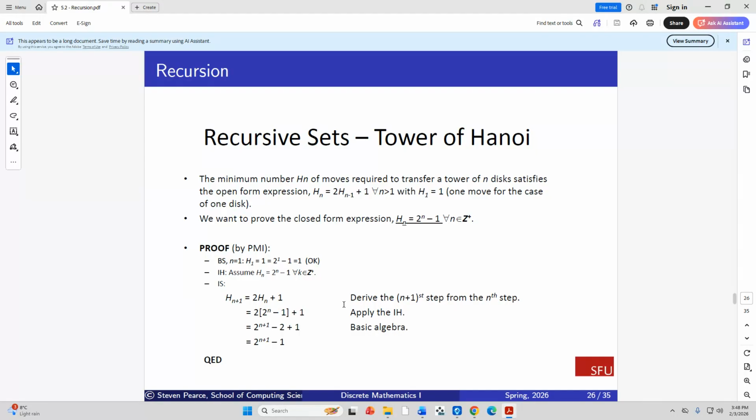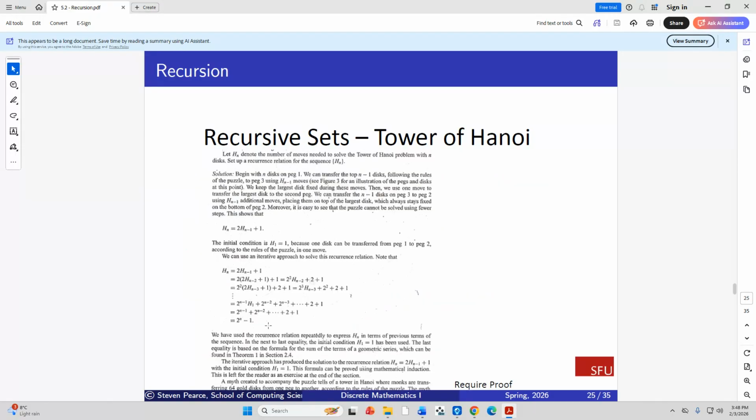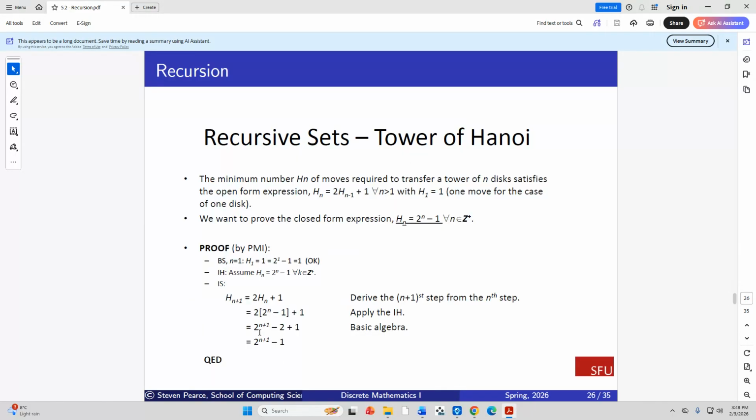Now, we derive the n plus first step. We assume the inductive hypothesis that h(n+1) equals 2h(n)+1, and we put in the inductive hypothesis by assuming that this closed form expression is true. And 2 times 2^n is 2^(n+1), minus 2 plus 1, which is the final form we were trying to arrive at. That's the nth step, or sorry, the k step. This is the k plus first step. That is the easiest proof by induction you will ever see. So that solves the Tower of Hanoi.